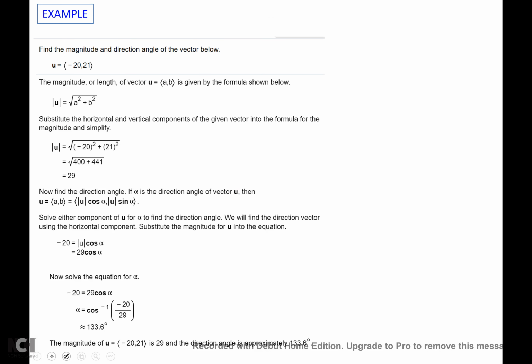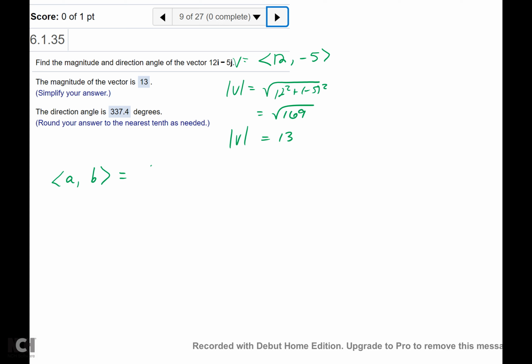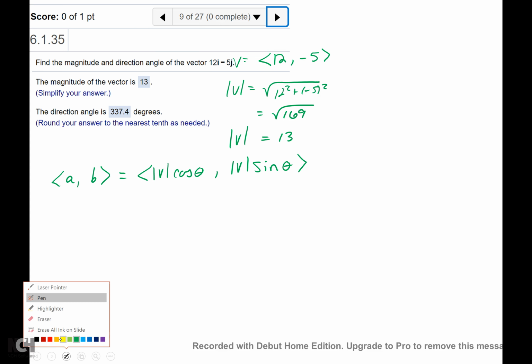Alright, next one's an example. Number 9 says find the magnitude and the direction angle of the vector 12i minus 5j. This vector in component form would be 12, -5. The magnitude of v is going to be the square root of 12 squared plus -5 squared, which is the square root of 169, which is 13. So the magnitude of v is 13. Again, I'm using a, b equals the magnitude of v times cosine theta, magnitude of v times sine theta. Plug in what I know.